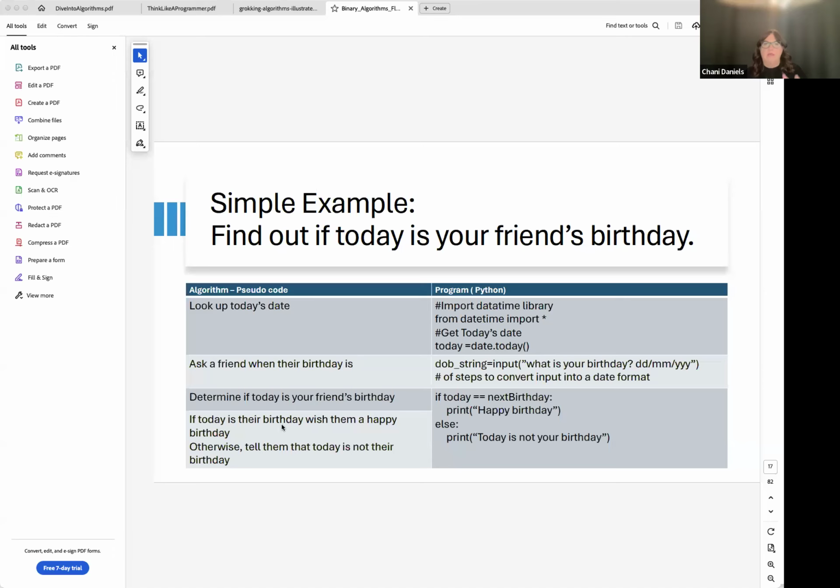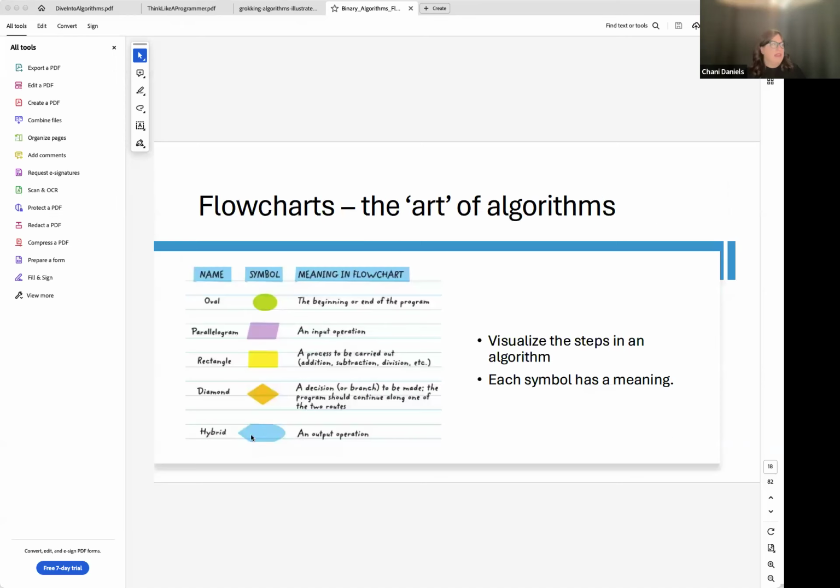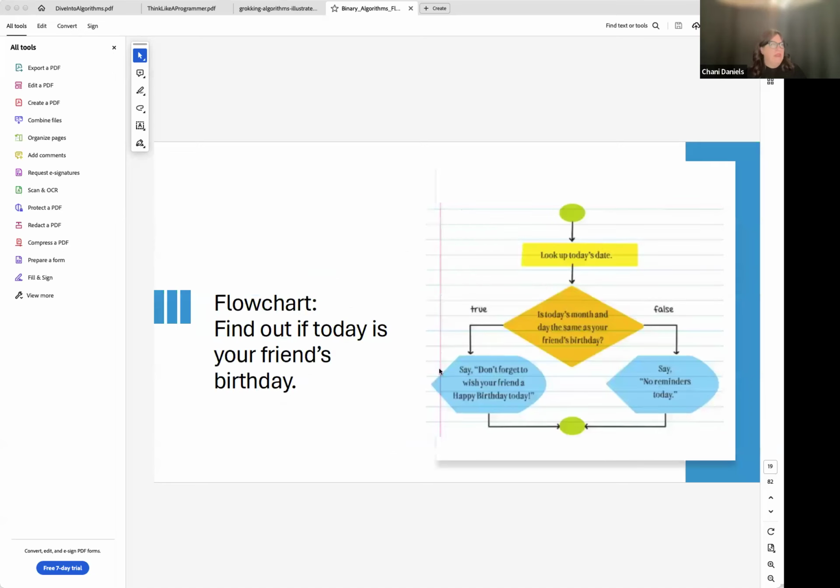So if it is, you want to go in one direction, and if it's not, you want to go in another direction. And then this could be your output operation. This would be where you would print the output of "happy birthday" or "this is not your birthday." So this is what the flowchart would look like for today's birthday.